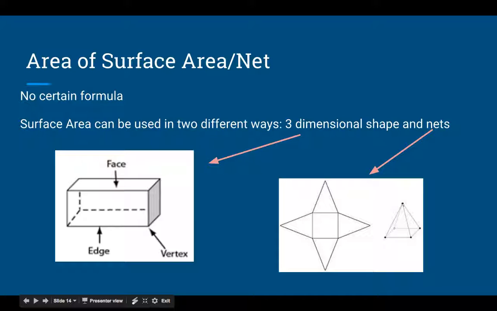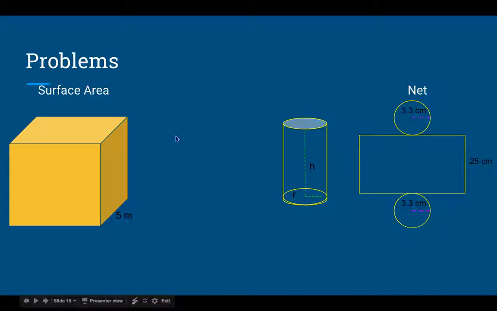Okay, so now we're going to talk about surface area and nets. There's no one certain formula for each of these, because surface area can be used in two different ways: in a three-dimensional shape and in nets. So now let's try a problem for each.